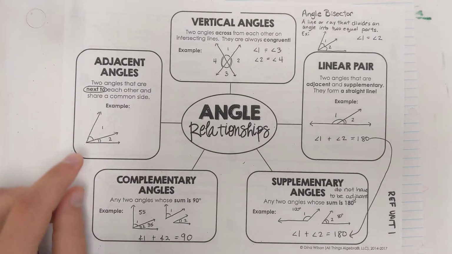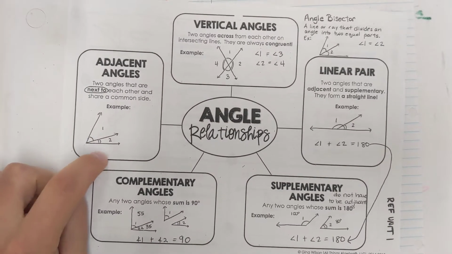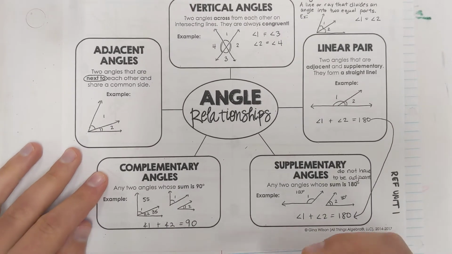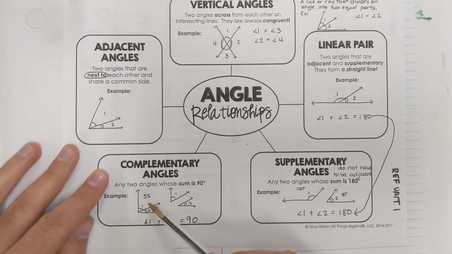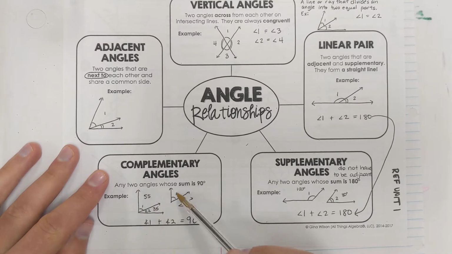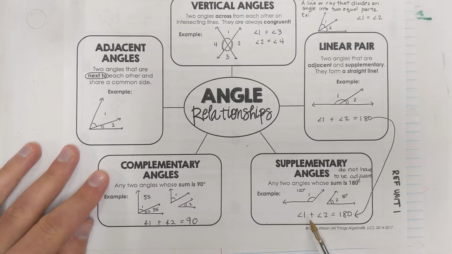We learned that adjacent angles are just right next to each other. Complementary angles add up to 90. They can be next to each other or they can be separate, but they just add up to 90. Supplementary angles add up to 180. They do not have to be next to each other.